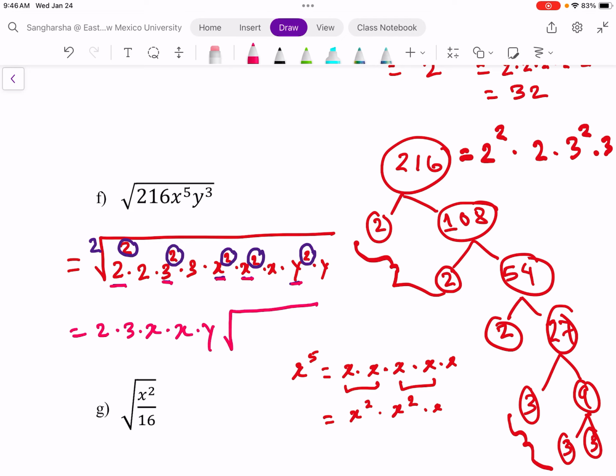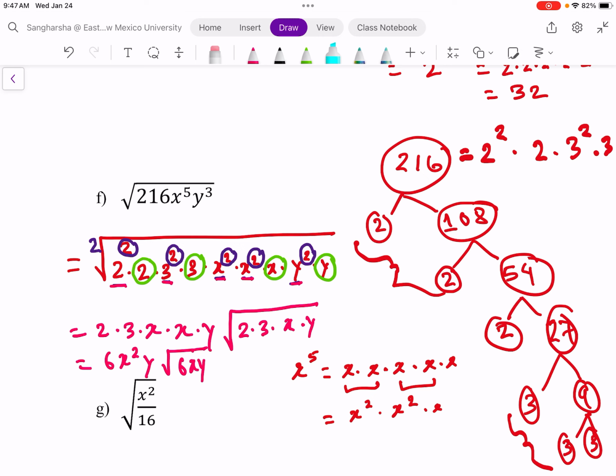And the factors that do not have an exponent the same as the index, 2, 3, x, y, stay inside the radical sign. So we have the square root of 2 times 3 times x times y. Now if we simplify, 2 times 3 is 6, x times x is x squared, times y is y squared, root. 2 times 3 is 6, x times y is xy, and this is our final answer.